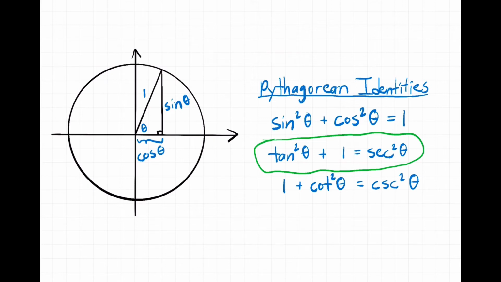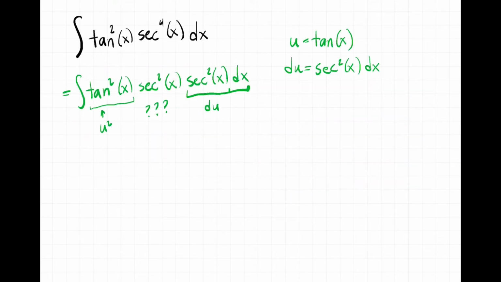In this case, the second identity here is the one we want, because it will allow us to replace secant squared theta, which we don't want, with tangent squared theta plus 1, which we do want. Let's go back to our problem and make use of this. I'm going to rewrite that identity, but I'm going to put the x in this time instead of theta. So we know that secant squared of x equals tangent squared of x plus 1.